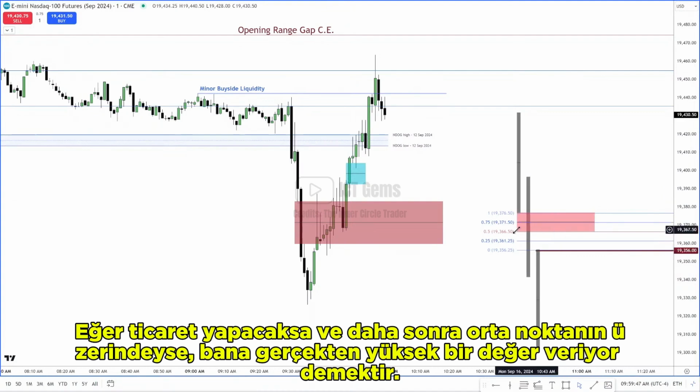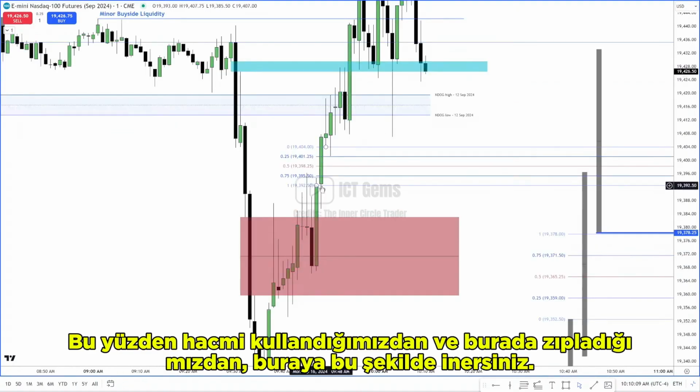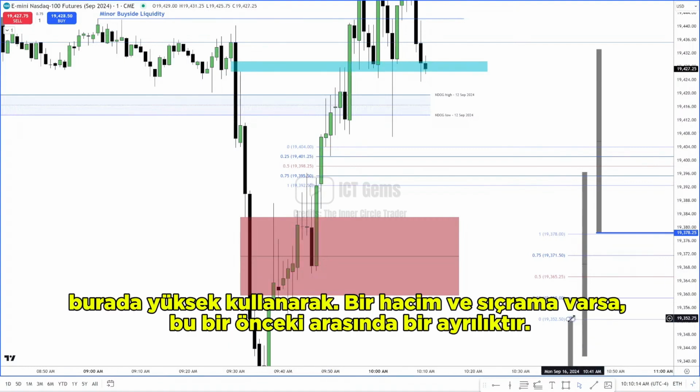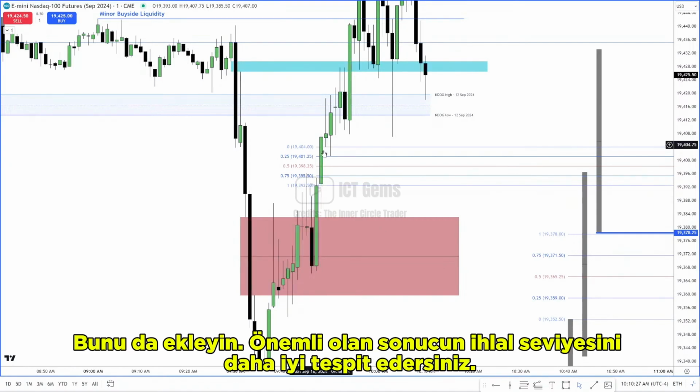So if it's going to trade in above the midpoint and it's giving me a real high premium price, what price level am I going to aim for there? The upper quadrant level. Because we're using the volume imbalance here, that's how you would draw down to here, where I'm using the high here. If there is a volume imbalance, which is a separation between the previous candle body and the next candle that makes the fair value gap, that little separation, always include that. You'll have better determination of the consequent encroachment level, which is important.